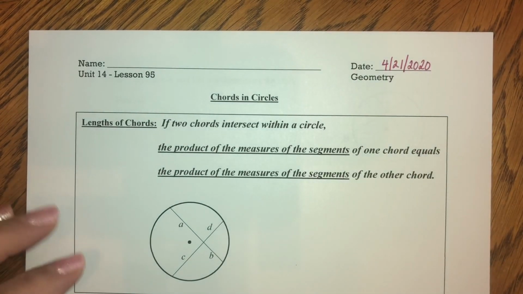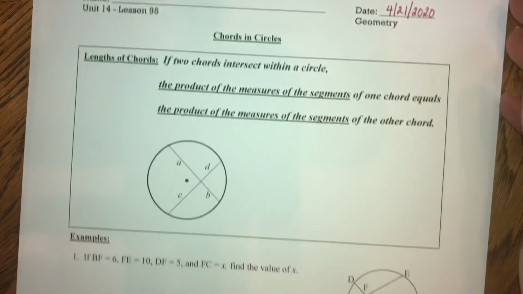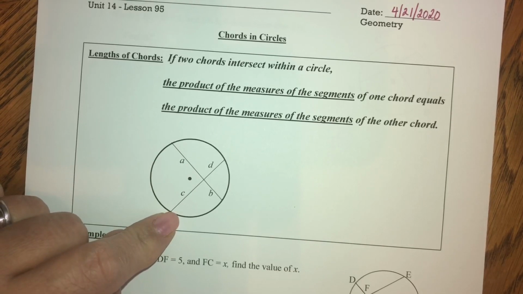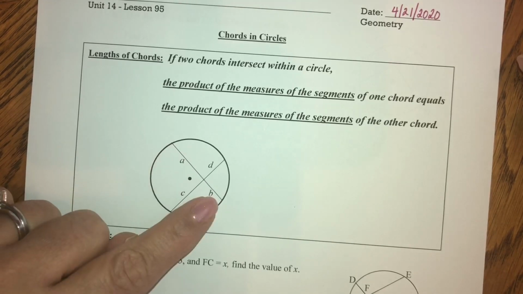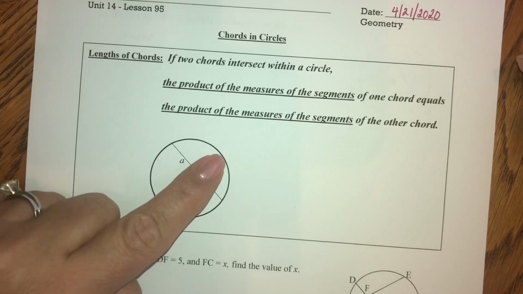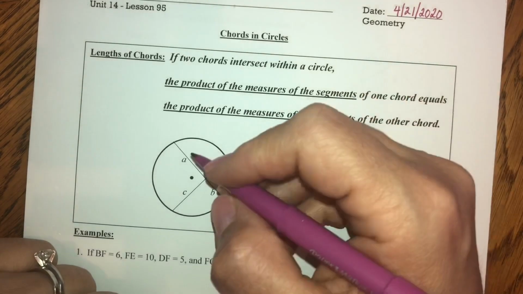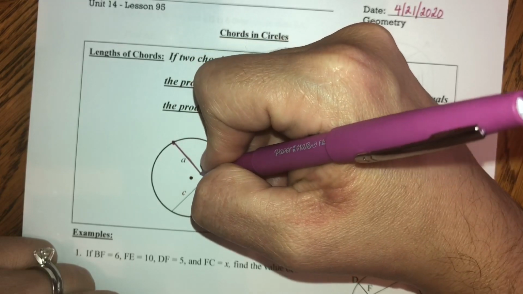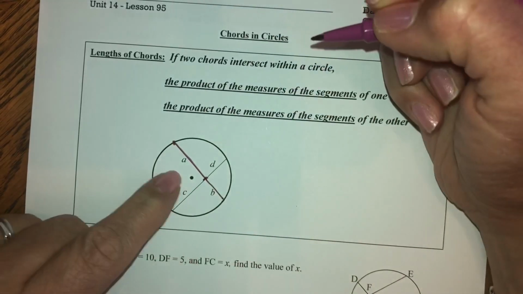And we are going to talk about how long these chords are when we look at a picture like this that we see here. When we have two chords inside of a circle that are crossing one another, the neat little relationship that exists is that the product of the parts of one chord is equal to the product of the parts of the other chord. So to put that a little bit more simply, if we look at one chord like this one here, this chord is broken into two parts. There's this first part here, and then a second part here. So one part is labeled A, and the other part is labeled B.